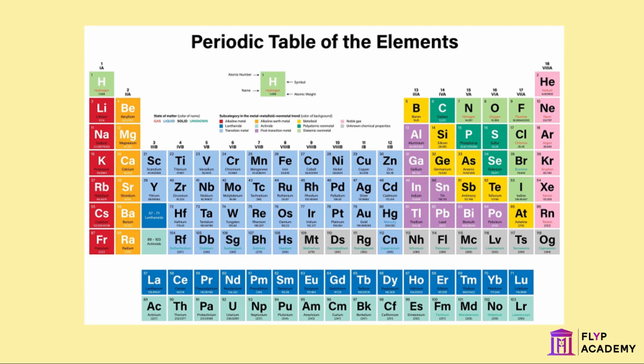Hydrocarbons are organic compounds that contain only carbon and hydrogen atoms. There are different types of hydrocarbons: alkanes, alkenes, and alkynes.